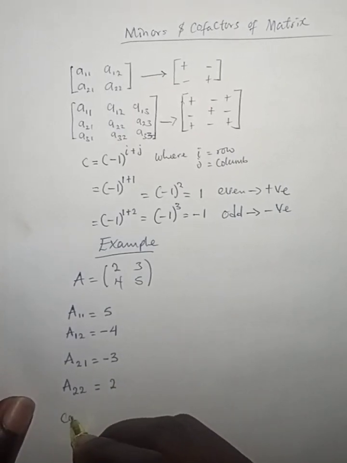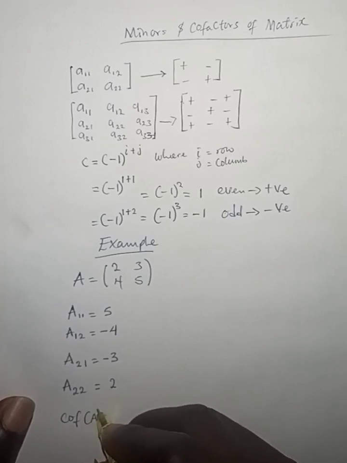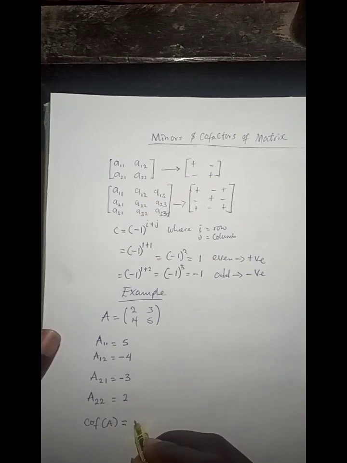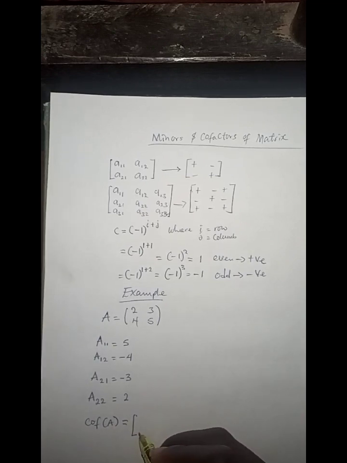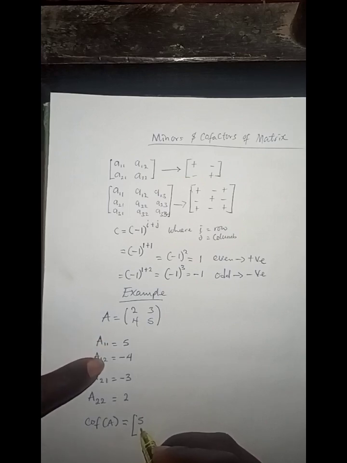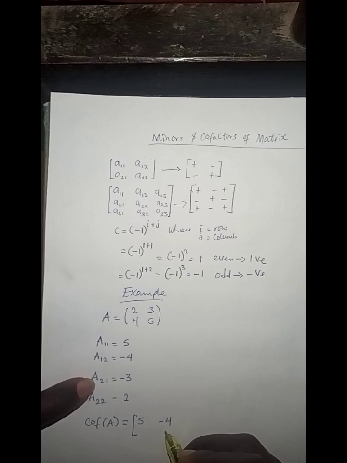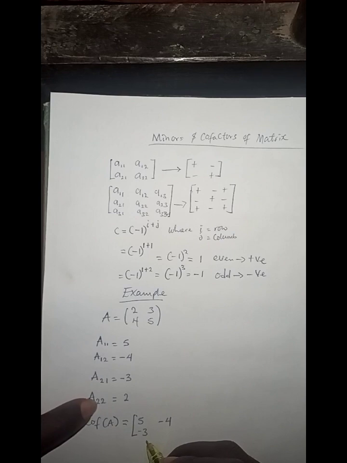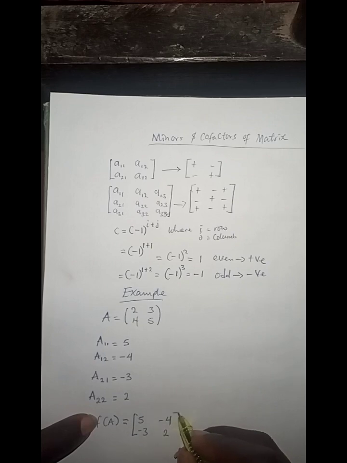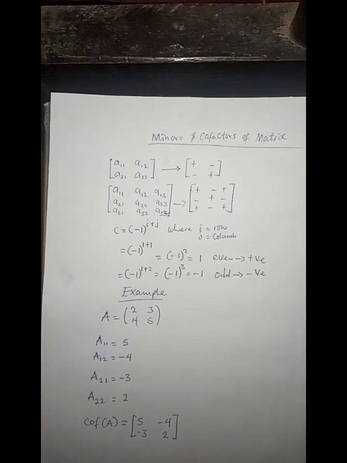So the cofactor of matrix A is equal to: element in row 1, column 1 is 5. Element in row 1, column 2 is minus 4. Element in row 2, column 1 is minus 3. Element in row 2, column 2 is 2. So this is the cofactor of a 2 by 2 matrix.